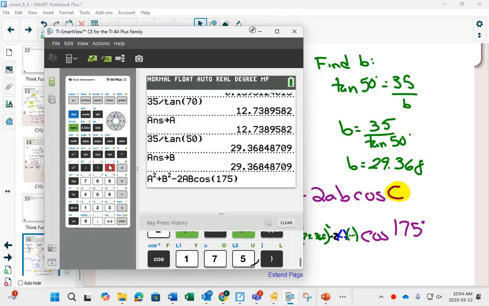Do you have formula sheets? Yes, and I gave one to everyone except for you, which was on purpose.